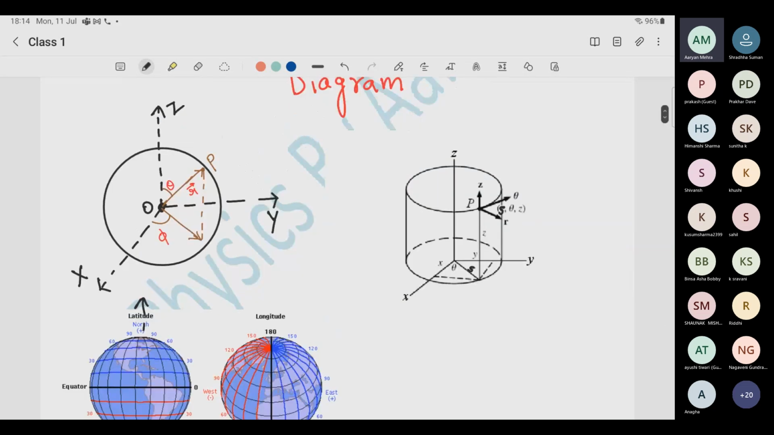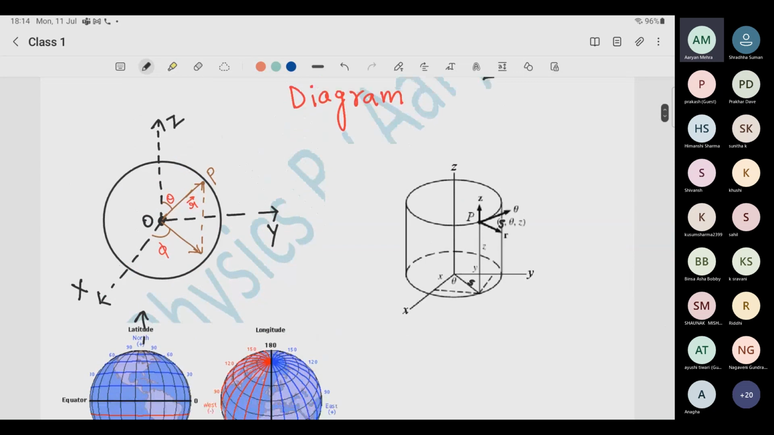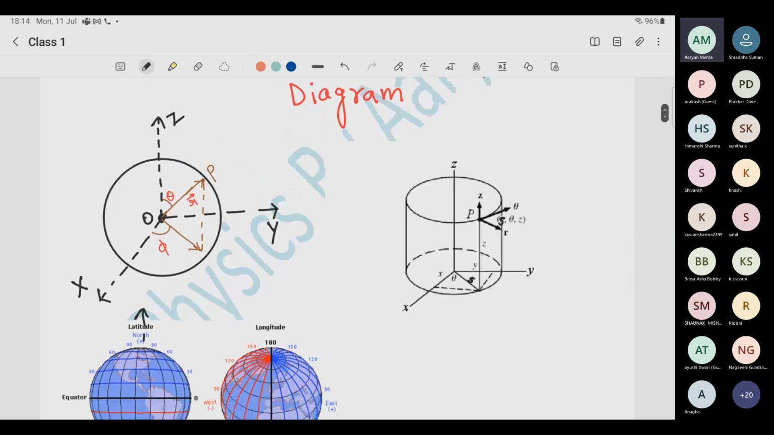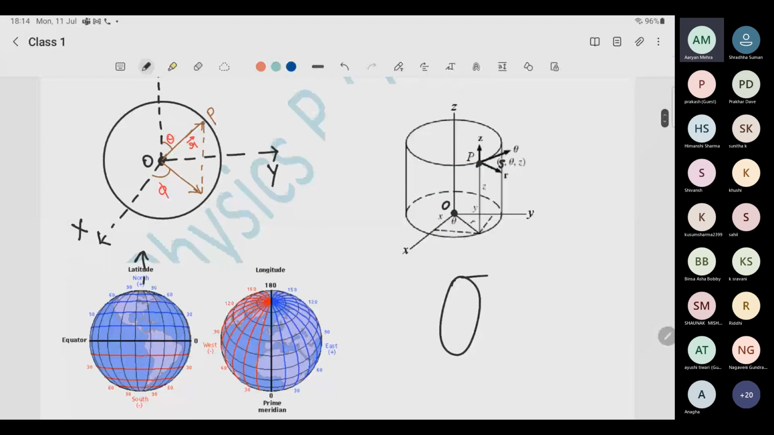The second thing we need to discuss here is cylindrical polar coordinates. In a cylinder, number one, you have an origin, this is your origin O, and you have this point. So the first thing we need to know is the perpendicular distance between this point and the origin. This is called S. So let's say you have a cylinder.